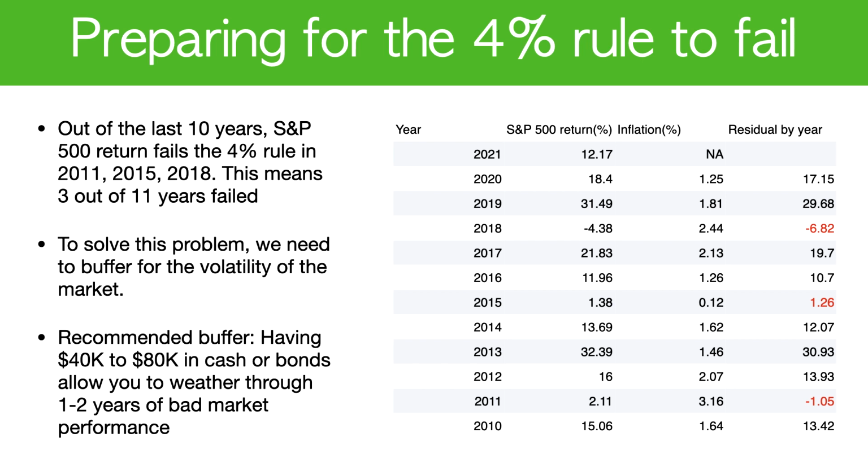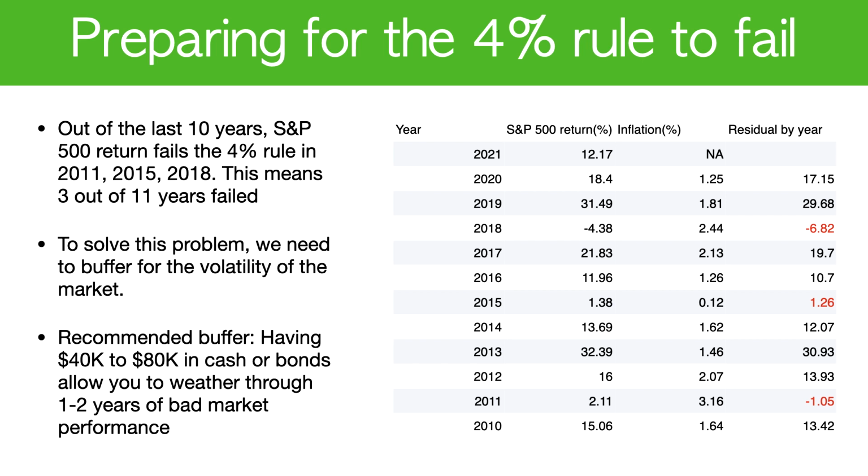Now, to solve this problem, we actually need a buffer for the volatility within the market, because obviously the market doesn't go up in a straight line. So you need some sort of buffer. That means during the bad years, you want to have some cash on hand before the bad years happen. For example, in 2019, 2020, you probably want some additional cash on hand that allows you to weather through 1 to 2 years of bad market.